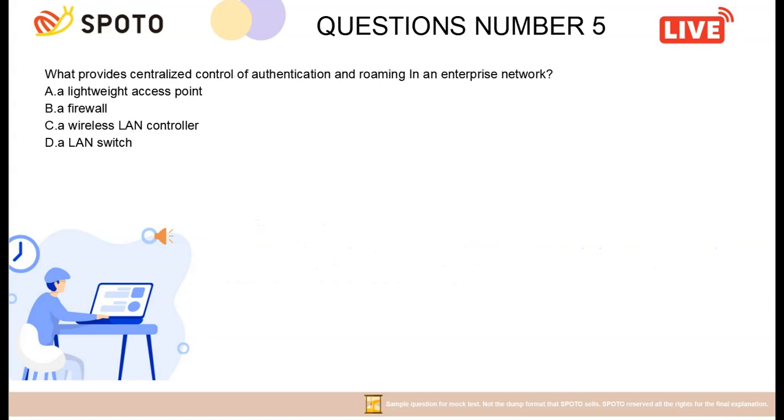Question 5. What provides centralized control of authentication and roaming in an enterprise network? A. A lightweight access point. B. A firewall. C. A wireless LAN controller. D. A LAN switch. You have 15 seconds to answer.